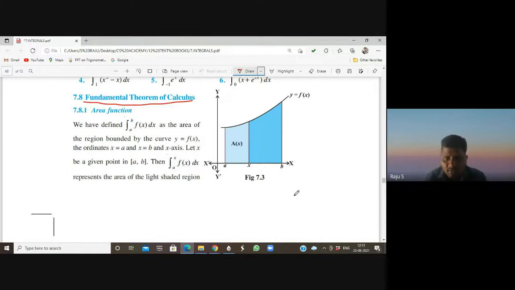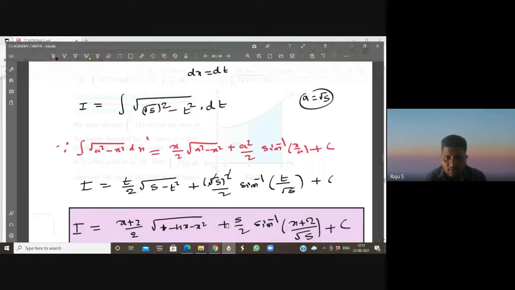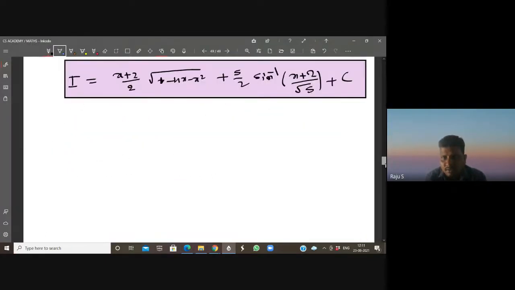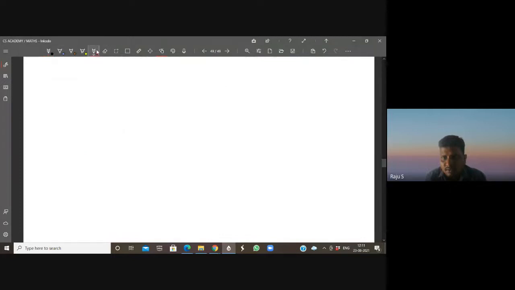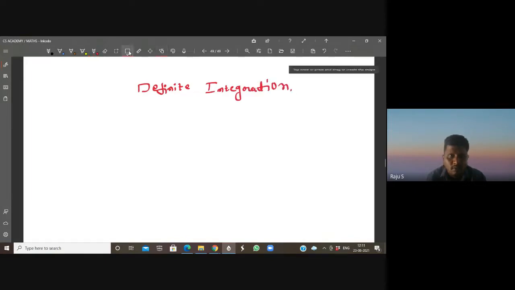Actually, what is the difference between definite integration and indefinite integration? Now we'll start definite integration.